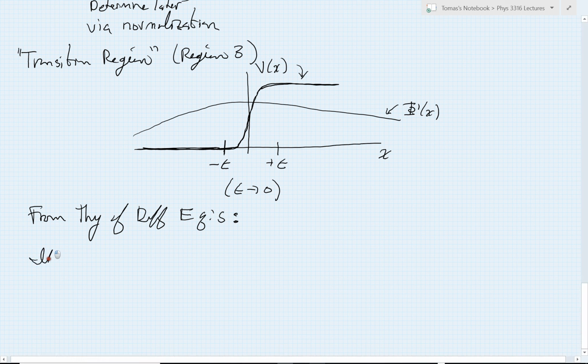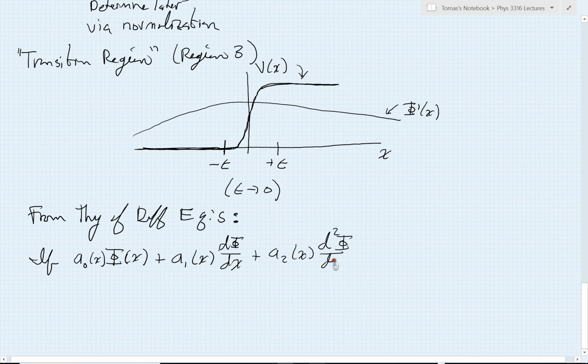But if I have a differential equation that looks something like this, where I've got my function that I'm trying to solve for, phi of x, multiplying some function a0 of x, and then I've added to that some other function a1 of x times the first derivative of phi with respect to x, d phi dx, plus then some other function times the second derivative, which I'll call a2, times the second derivative of my function, plus etc. up to some finite order an times the nth derivative of my function.